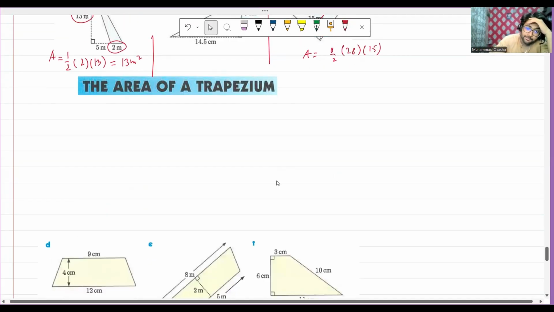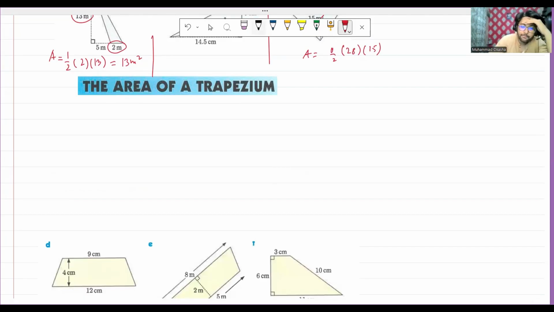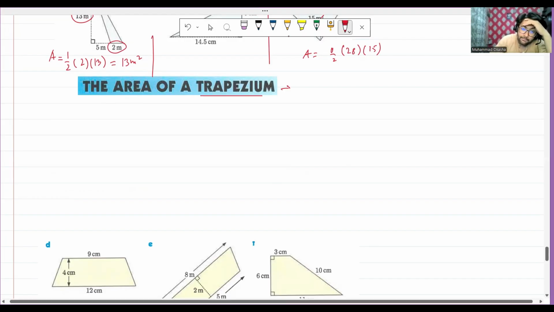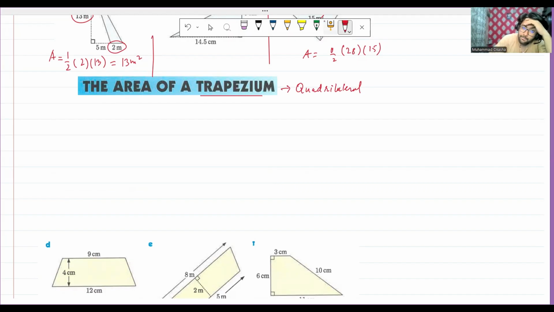Let's talk about area for a trapezium. What is a trapezium? Let's first talk about the trapezium. A trapezium is a shape. It's a quadrilateral. A quadrilateral is a shape that has 4 sides. So a trapezium is a 4-sided figure that has at least 2 parallel lines. At least a set of parallel lines.